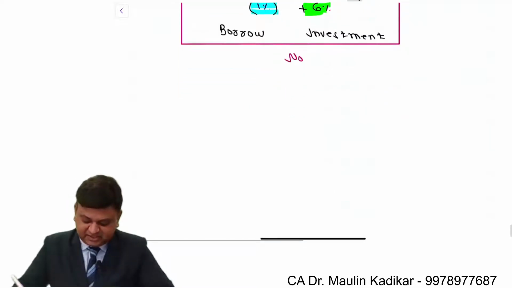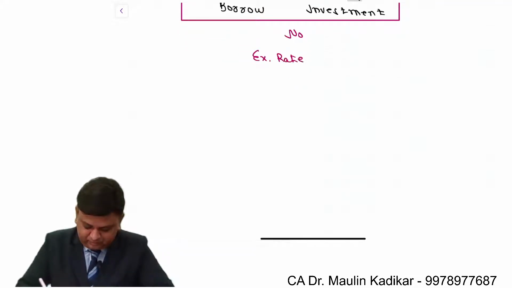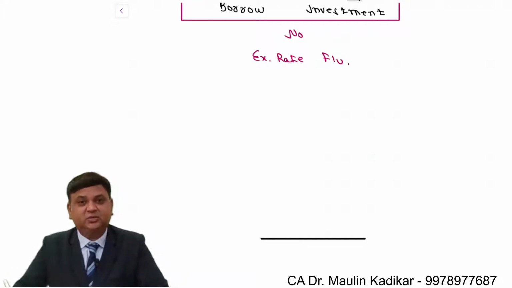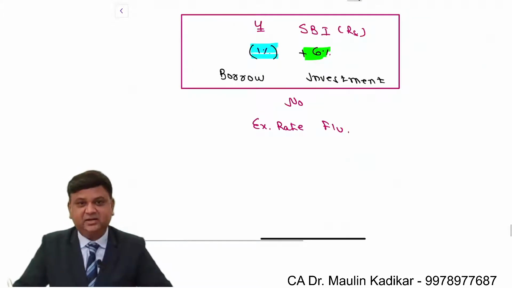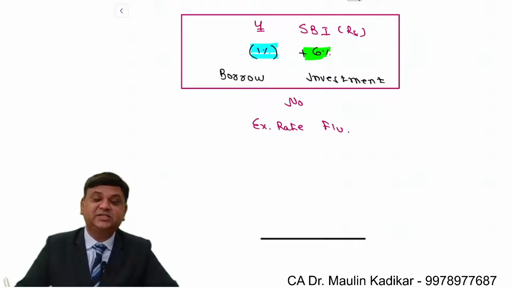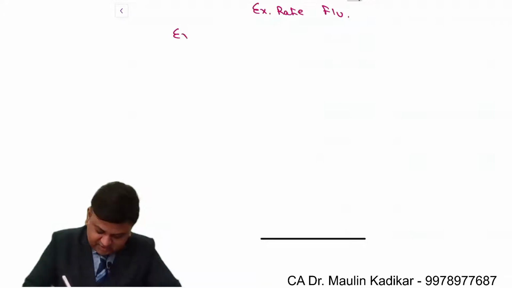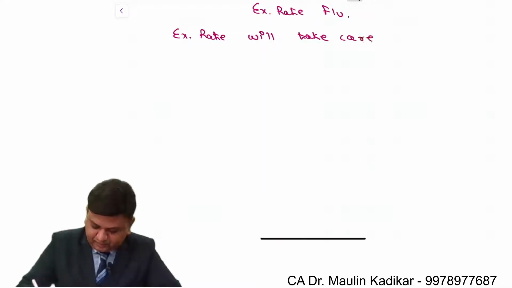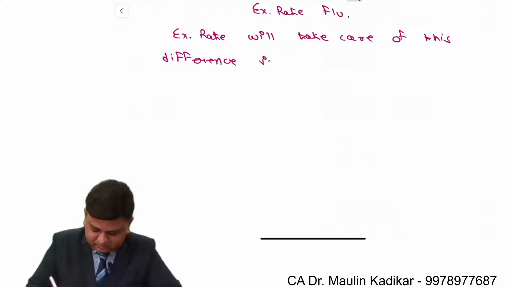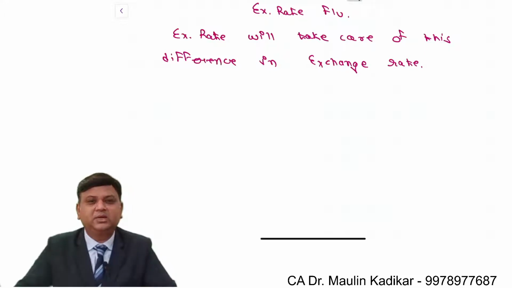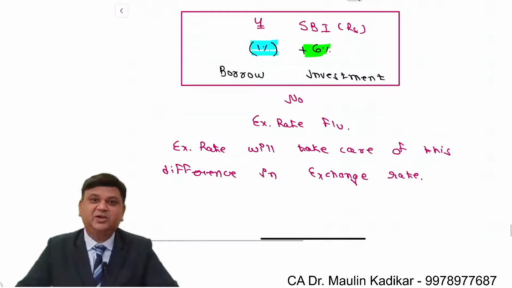Why? Because the exchange rate fluctuation will be considered over here. Theoretically, now listen carefully to what I am going to say. Theoretically, it is said that the exchange rate will take care of this difference in the interest rate. Full stop. In a way, that's what happens, friends: the exchange rate will change in such a way that by doing like this, I will not be able to make a profit.